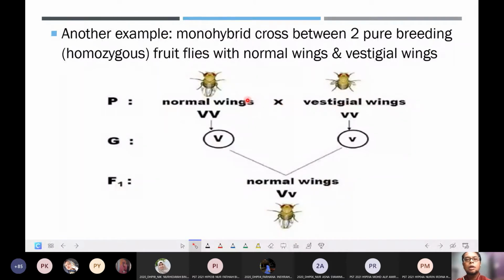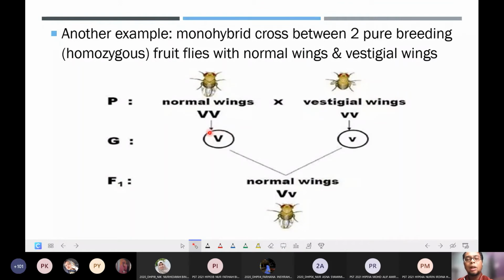So if we cross two individuals, one having normal wings, which is actually a dominant type of phenotype, and another individual parent having the vestigial wings, which is the recessive phenotype. And so this will be the genotype of this individual, capital V, capital V. Meanwhile, for this individual, it will be the homozygous recessive, small v, small v. And this will be the gametes from these two parent individuals.